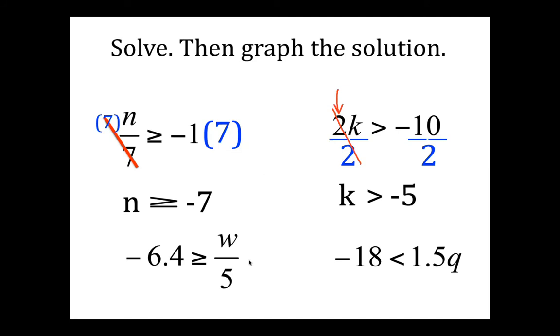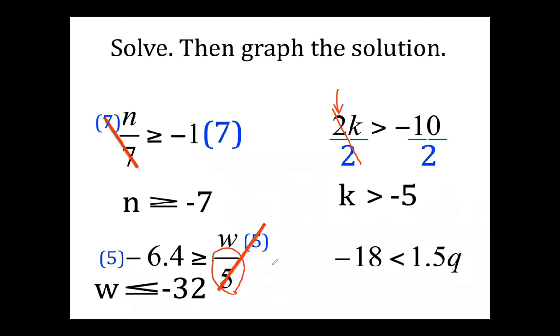For the next example, we have negative 6.4 is greater than or equal to W over 5. First, we're going to go ahead and isolate W by multiplying both sides by 5, since the operation that is keeping W from being isolated is this division of 5. So once you multiply both sides by 5, the 5 on the right will cancel. And then you're left with negative 6.4 times 5, which would be negative 32.